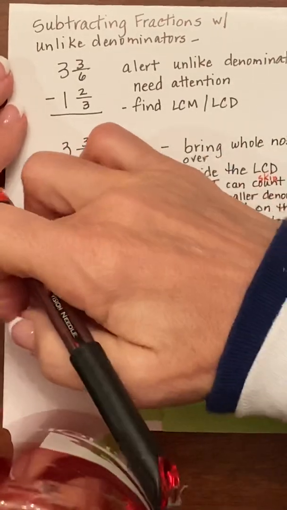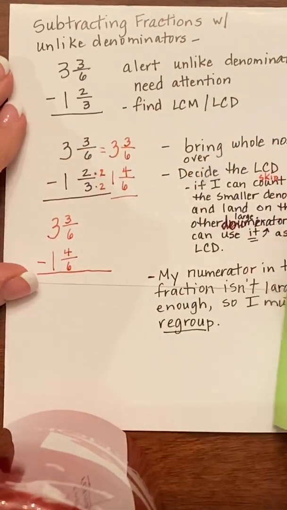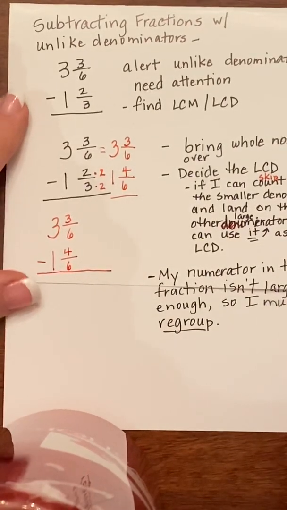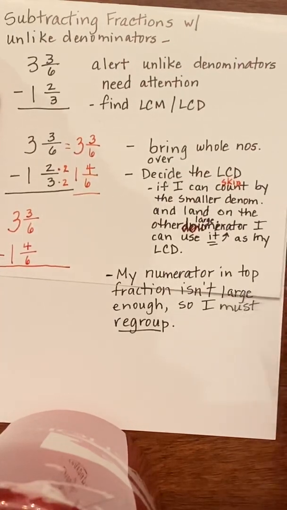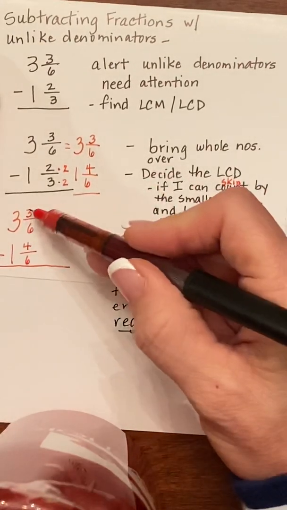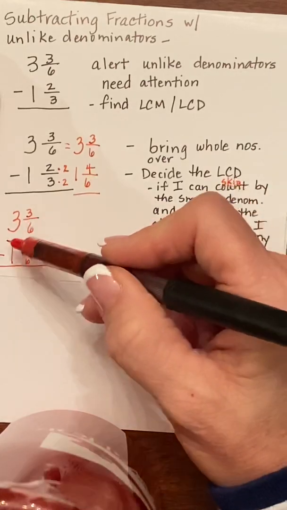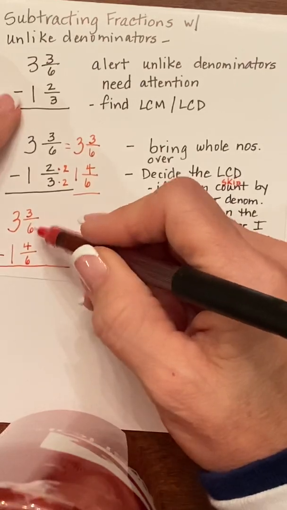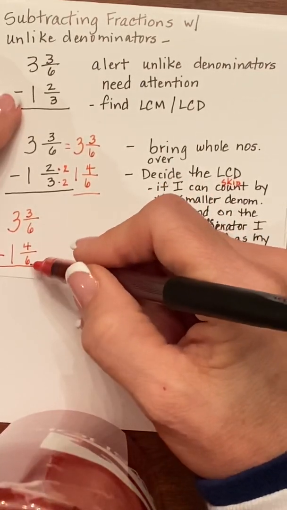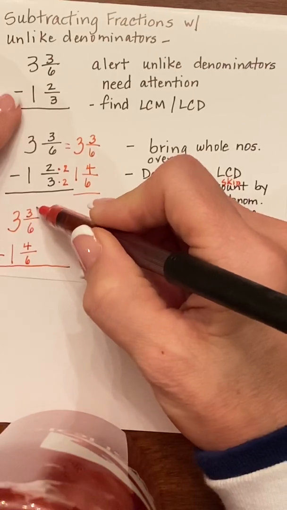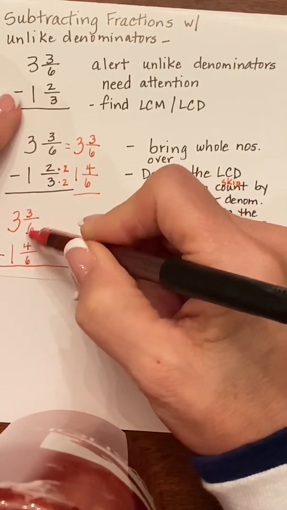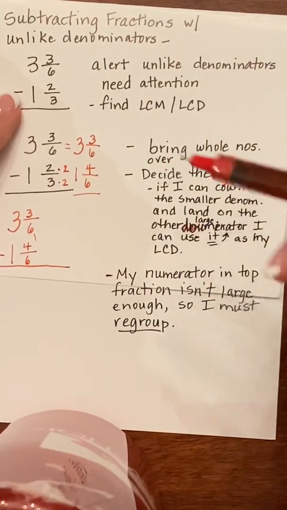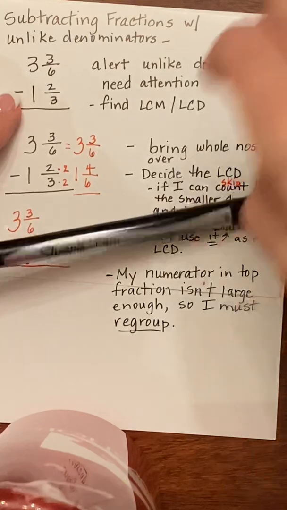All right, so here's your concept. My numerator in the top fraction, is it large enough? 3 minus 4. Once the denominators are like, you just leave those alone. They're still going to be 6s. So when you look at your numerators and you're subtracting 3 minus 4, that's not large enough. So I must regroup, just like we did with zeros in the problem a few minutes ago. We went next door and regrouped.